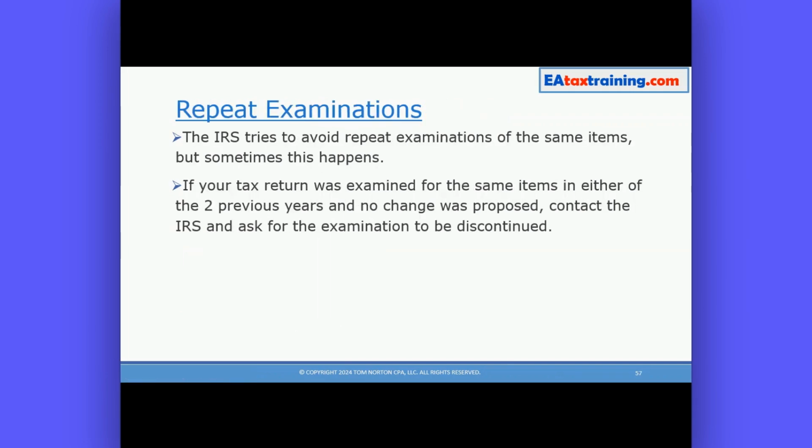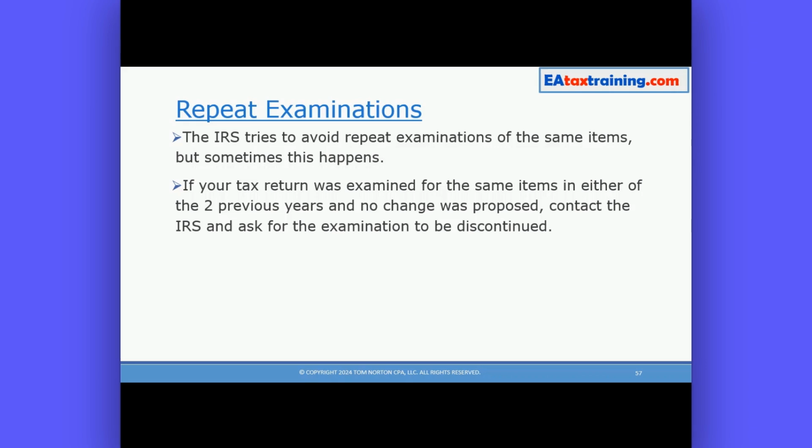Repeat examination. The IRS does try to avoid repeat examinations of the same items, but sometimes it happens anyway. So if your tax return was already audited for the same item in either of the previous 2 years and there was no change proposed, so they audited it, they said, yep, everything is good, then if they try to audit you for that same issue again, you can contact the IRS and say, hey, you already looked at this. Do you really need to look at it again?